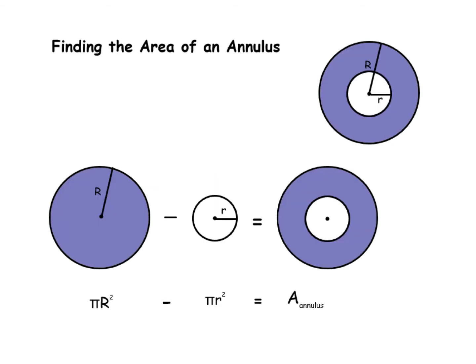A donut, annulus, is really just taking the area of the large circle and subtracting the area of the small circle. Okay, a lot of times, not always, but a lot of times they'll use capital R to represent the large circle and a lowercase r to represent the smaller circle. Okay, so the formulas are pretty straightforward. Again, if you think about this logically, it goes so much better for you.